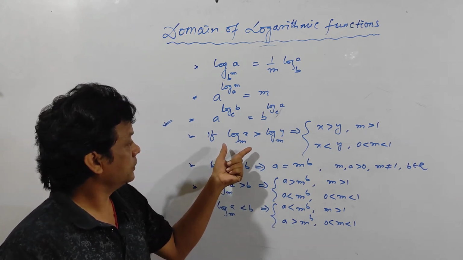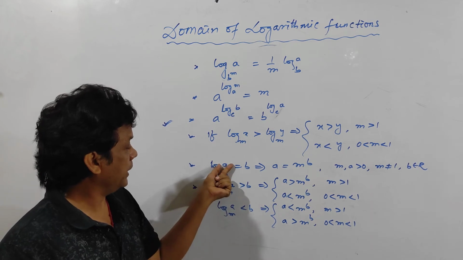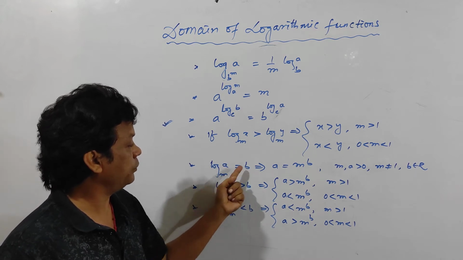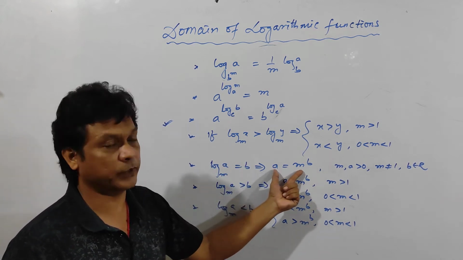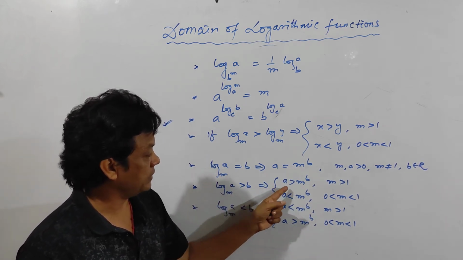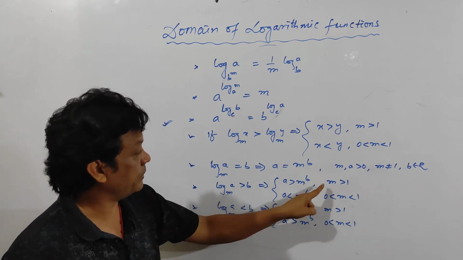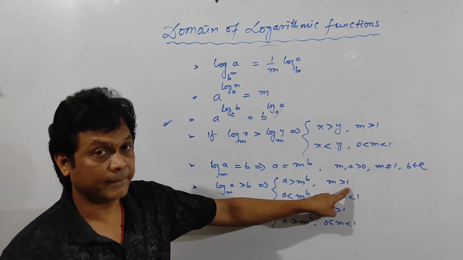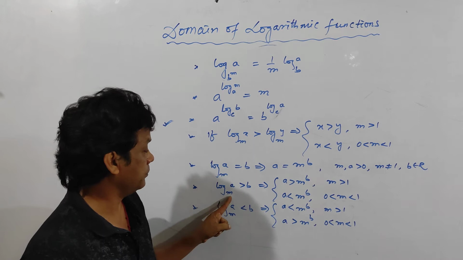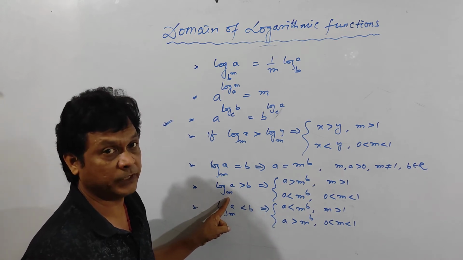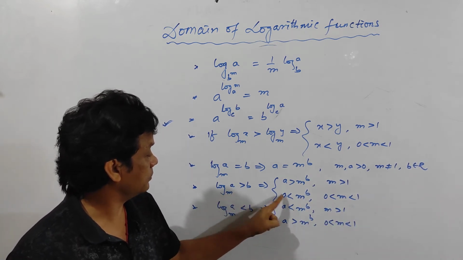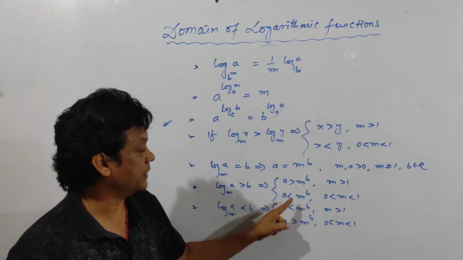And see here, this property: log a to the base m is equal to b, then a is equal to m to the power b. That means logarithmic form can be converted to exponential form like this. Now here, log a to the base m is greater than b implies a is greater than m to the power b if m is greater than 1. Clear? And if m is less than 1 and greater than 0, because the base cannot be negative or equal to 0, so if m lies between 0 and 1, this sign will change. Greater than will become less than: a is less than m to the power b.